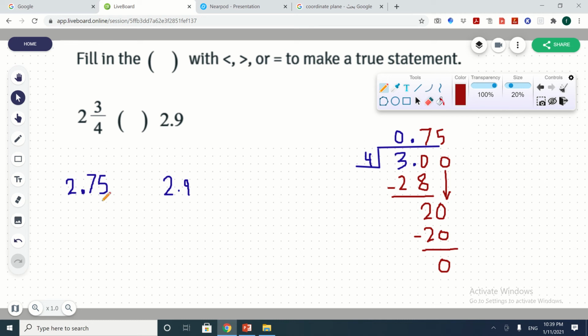It's the same. Now I have two numbers here. I must have two numbers here. What will we put here? We will add 0. Now we can compare. Which number is greater? 2.75 or 2.90? 2.90 is greater, and we will put this sign.